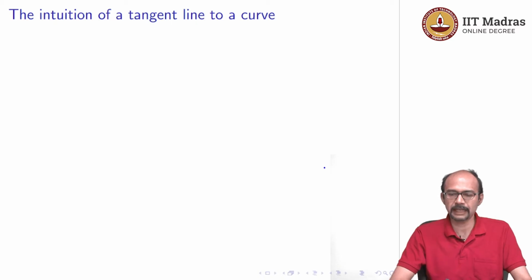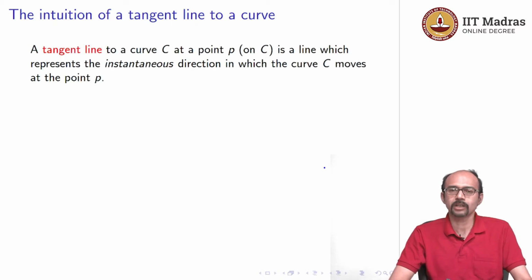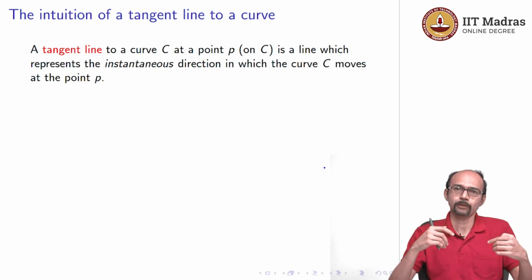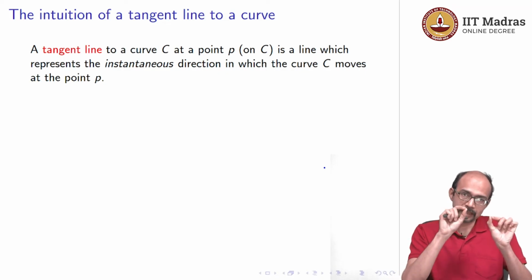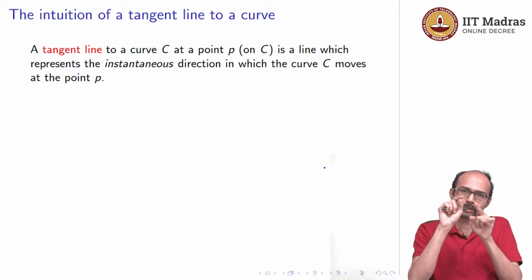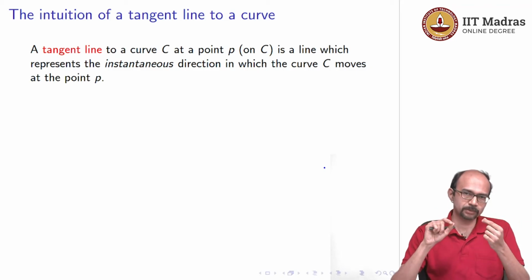So what is the tangent line? So the tangent line to a curve C at a point P, which that point has to be on the curve, is a line which represents the instantaneous direction in which the curve C moves at the point P. Okay, so this is some complicated looking definition. What it means is, if you think of your curve as the motion of a particle, when the particle is at that point P, you think of the instant just before that and the instant just after that, right.